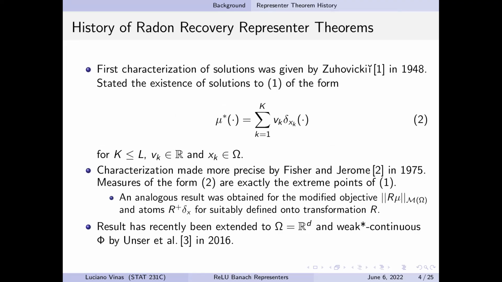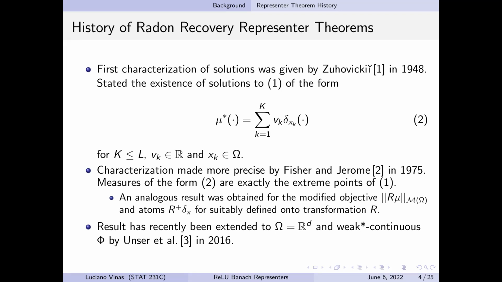And so there's some history as far as representer theory for this problem. The first attempt at a characterization of solutions was given by Zuhovickii in 1948. And he stated that solutions to regularized L moment problems take the following form, which is this here, you see, a sum of Dirac point masses, right? So this was an existence result, not a full representer theorem, but you can think of it as a representer-like theorem. It was almost there.